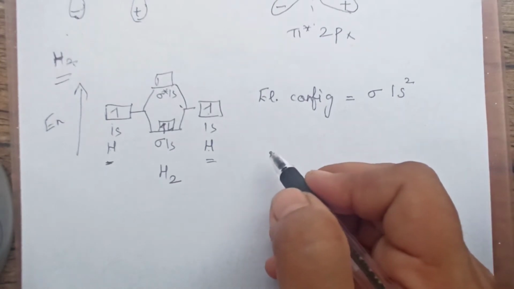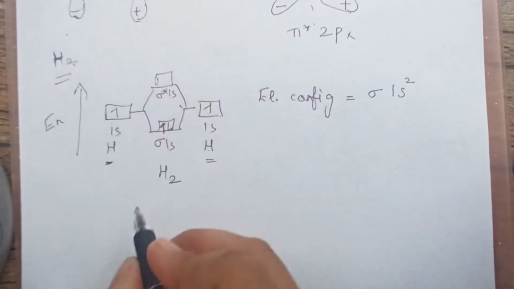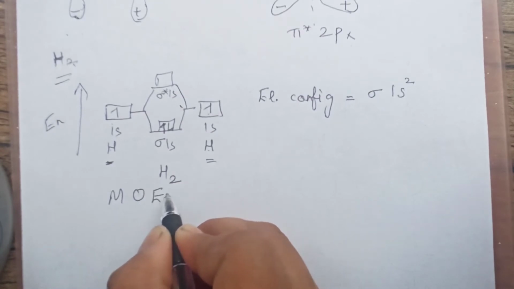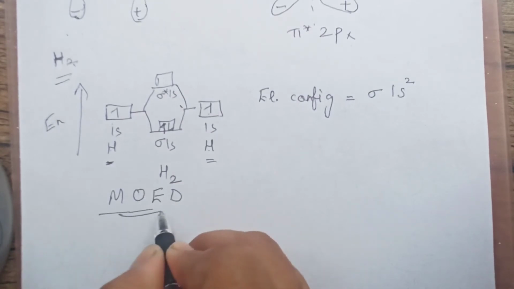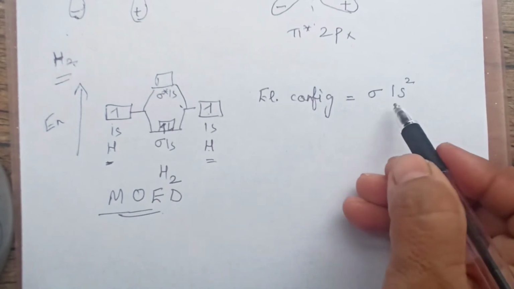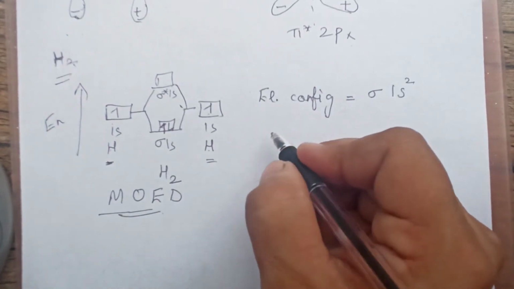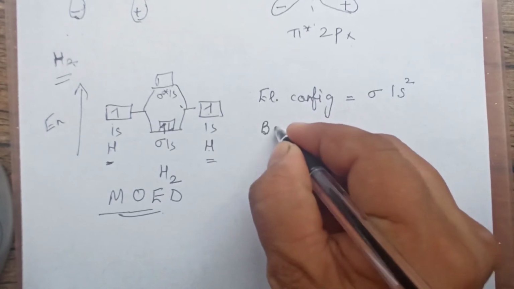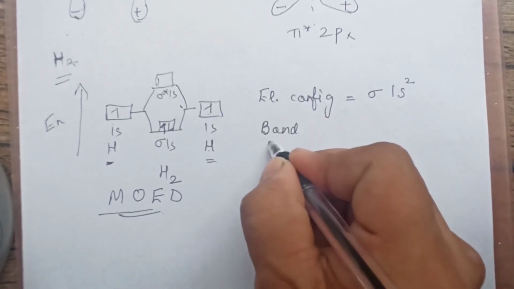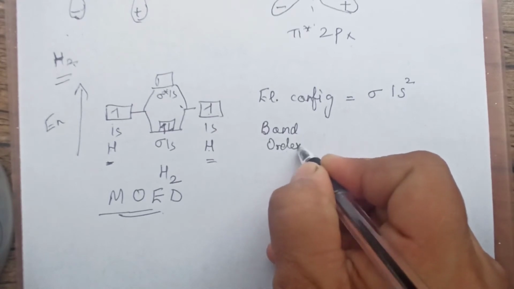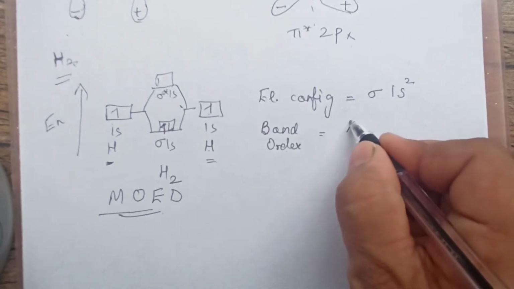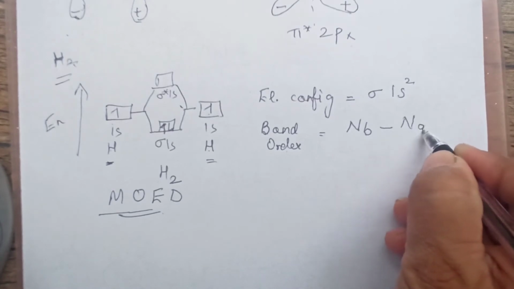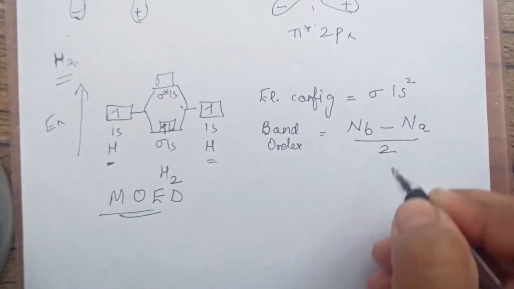So we will write down this. This diagram which we have drawn, this is called the molecular orbital energy level diagram. This is the configuration. Now one more thing, children, this particular theory can also help us in calculating the bond order. How do we calculate the bond order? The formula is number of bonding electrons minus number of anti-bonding electrons divided by 2.